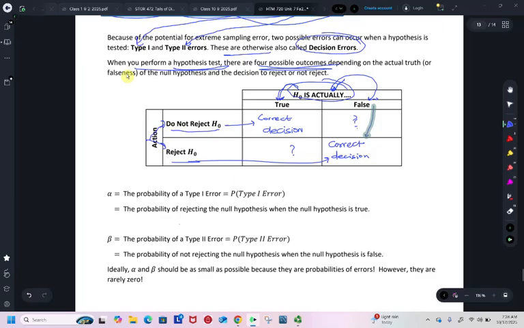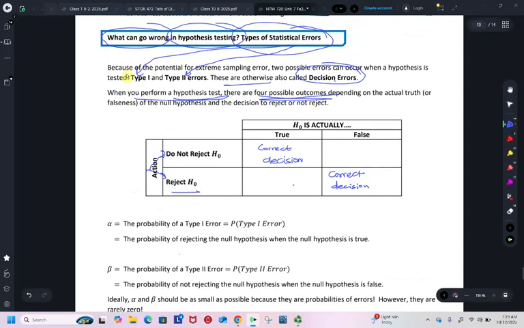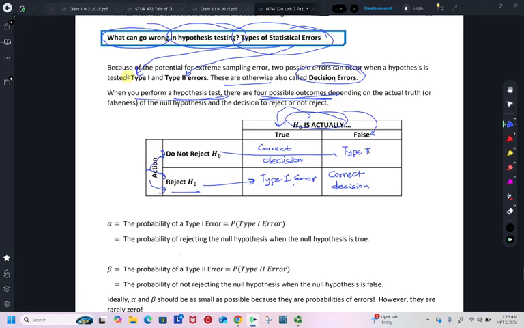That leaves two spots for type 1 and type 2 errors, where something can actually go wrong, or where we have decision errors. Take, for instance, if the null hypothesis is actually true and I were to unintentionally reject what is true, then I have type 1 error. Otherwise, if the null hypothesis is actually false, and rather than rejecting it, I do not reject it, then I have type 2 error.